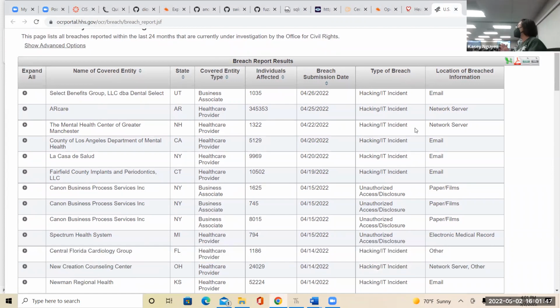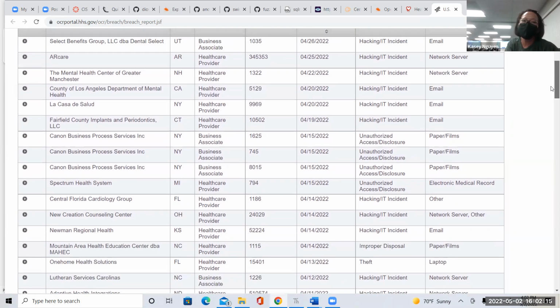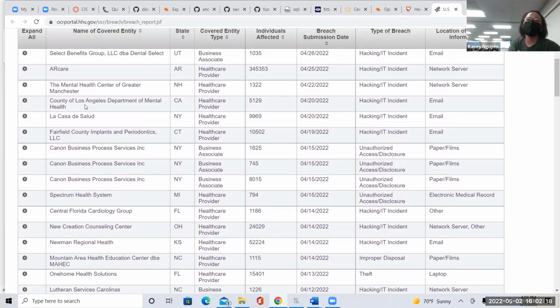So this is why cybersecurity in healthcare is so crucial, right? This is the area where we're stumbling right here. So when you go to the doctor and things like that, think about where your data goes, right? Because somebody has to bill, somebody has to store, somebody has to document your file. So let's look down and find a California one. Fortunately, you don't see a lot of California companies on here, but there's County of Los Angeles Mental Health, right? And this was a hacking incident. It came through email. Somebody clicked the link.